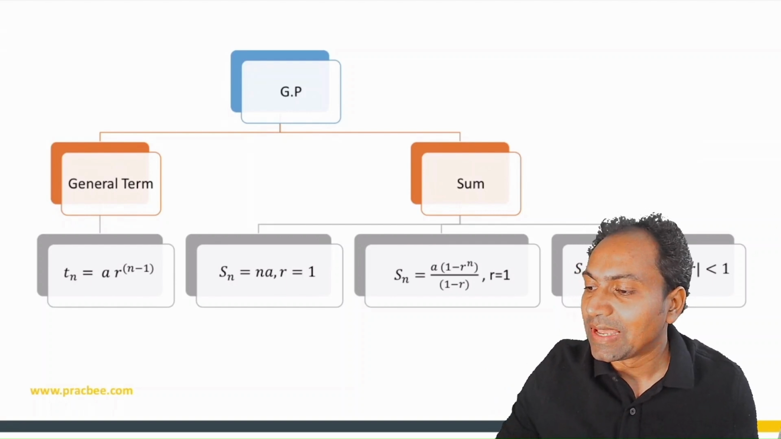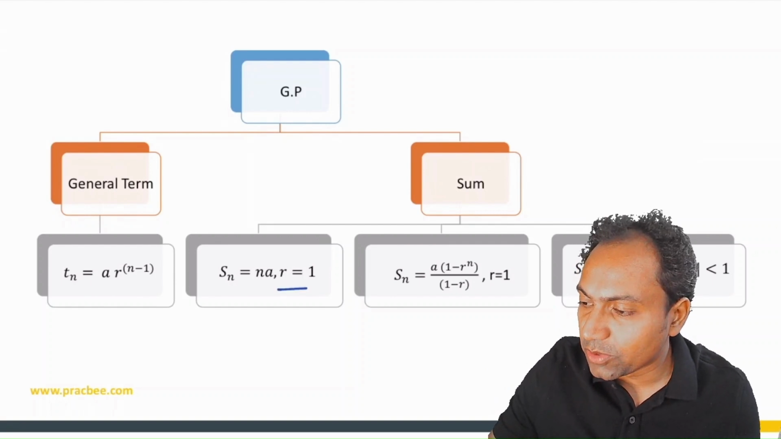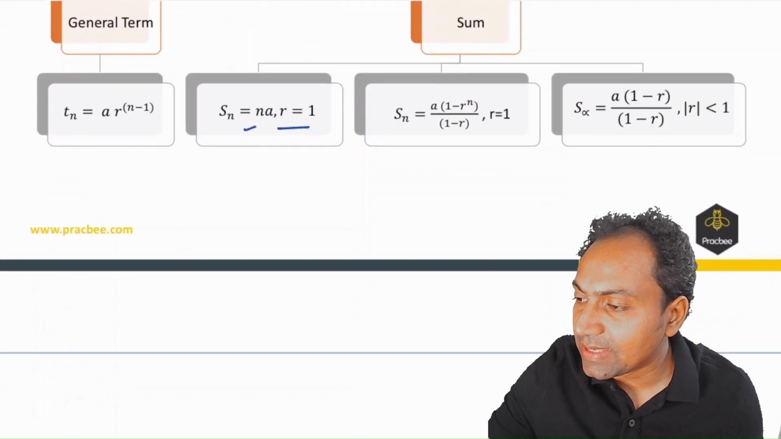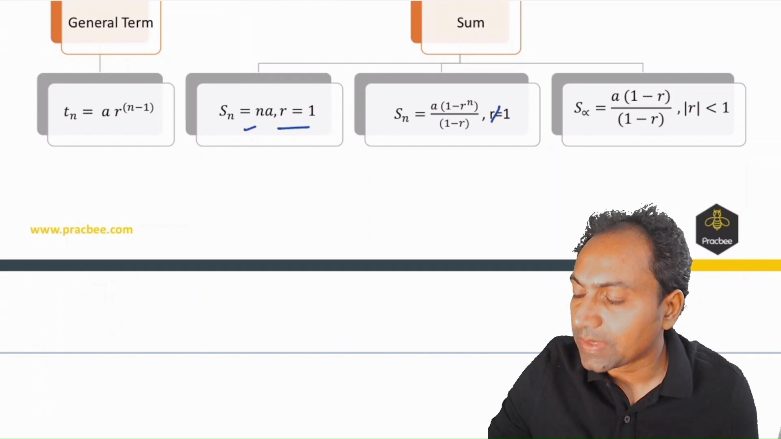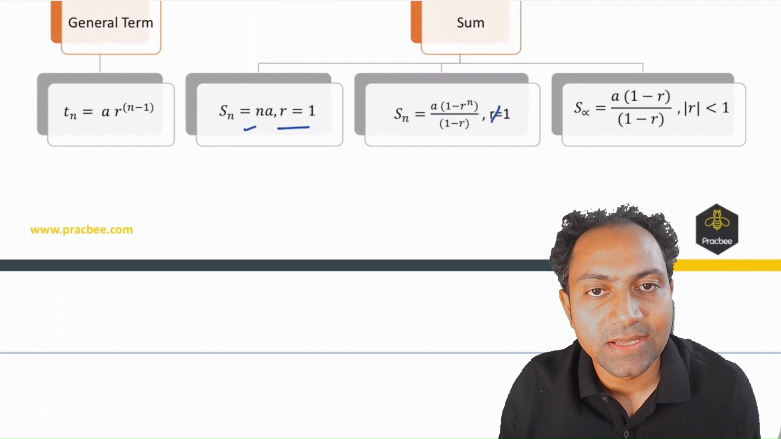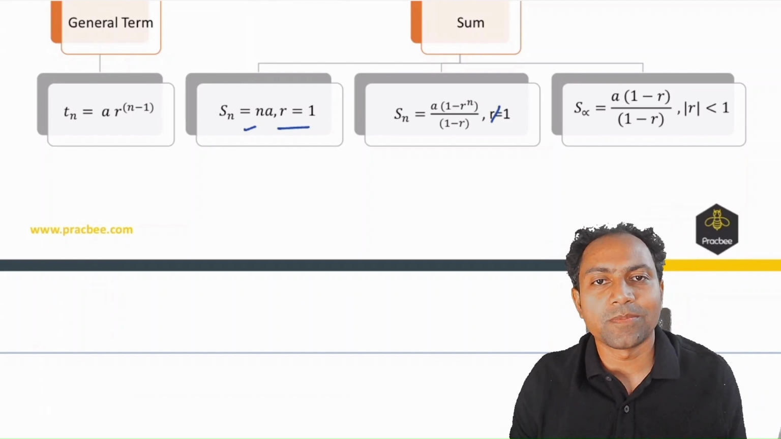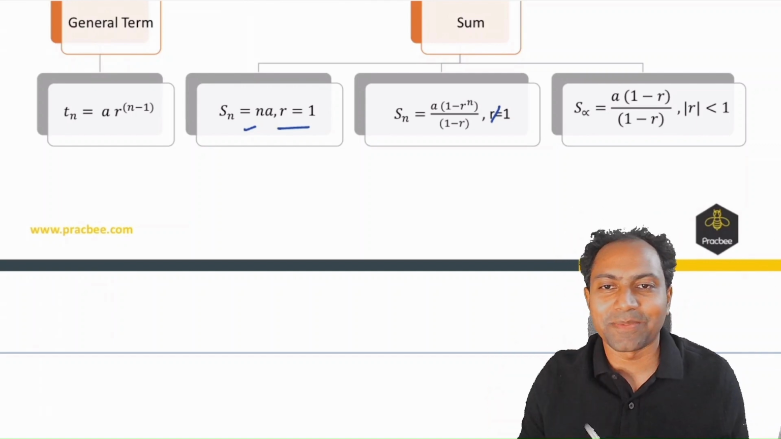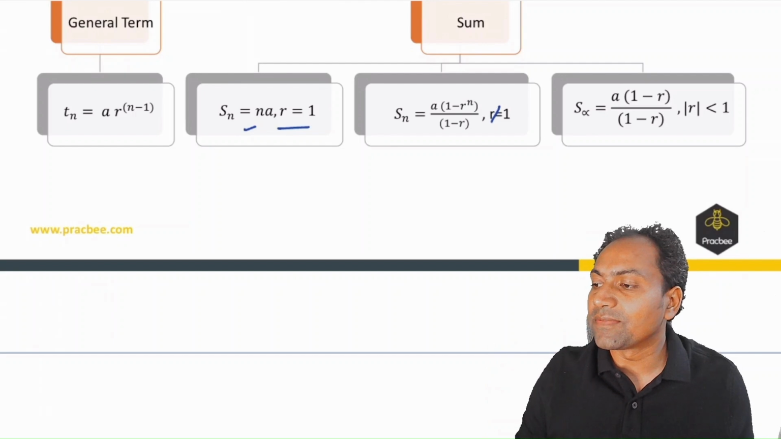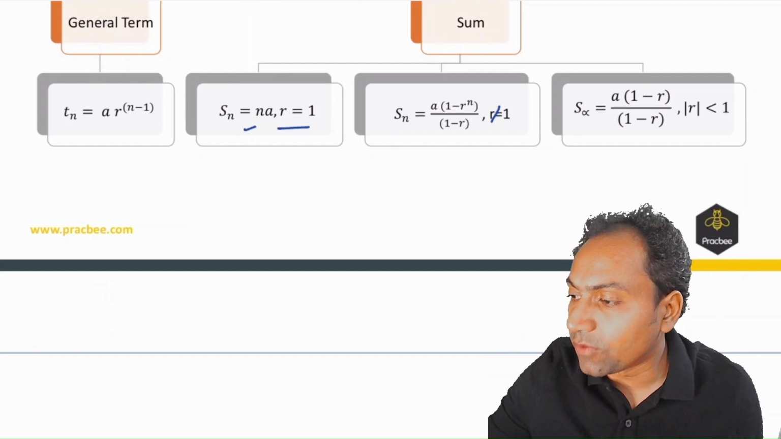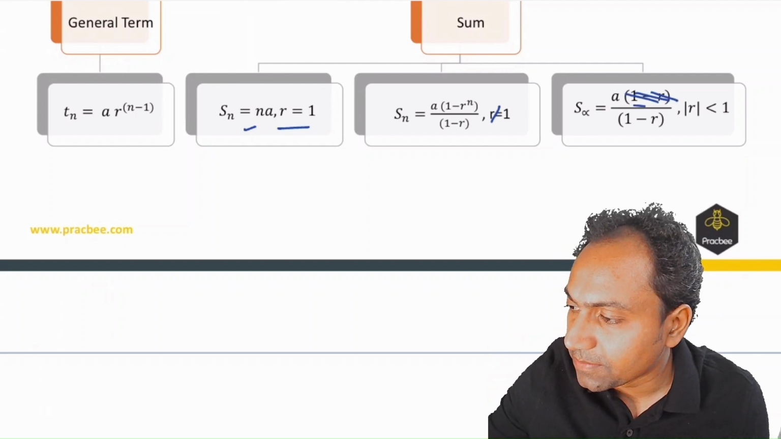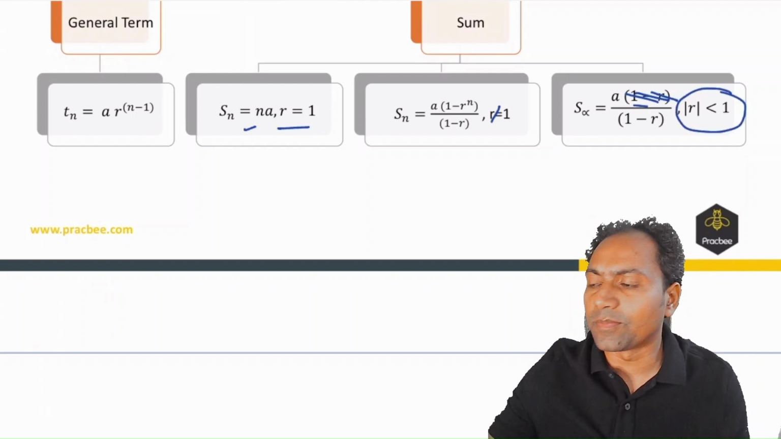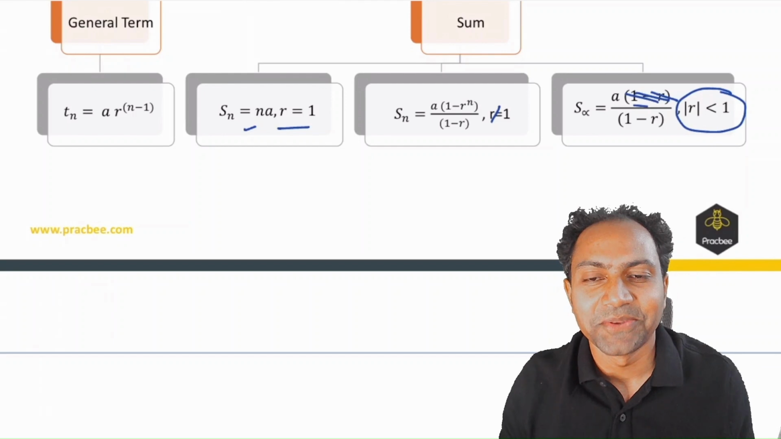The sum of n terms, if R is equal to 1, becomes nA. If R is not equal to 1, in that case we can write it as A into 1 minus R raised to the power n by 1 minus R. We can also write it as A into R raised to the power n minus 1 by R minus 1. And if the number of terms becomes infinite, then the formula becomes A upon 1 minus R. The important condition for this is that mod of R needs to be smaller than 1.